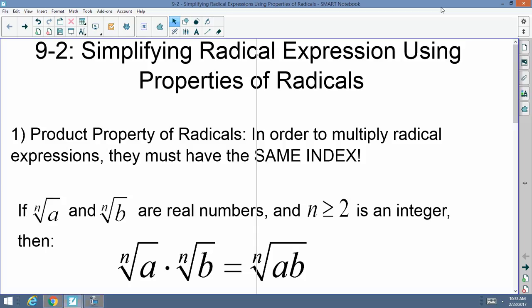First of all, this is really important. The product property of radicals: in order to multiply radical expressions, they must have the same index, period. Think about it like this: when you're multiplying variables, in order to add the exponents, don't they have to have the same base? This is kind of the same. I need the same index in order to multiply and or divide radicals.